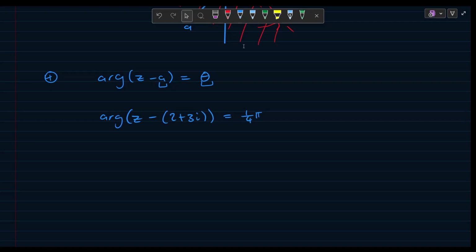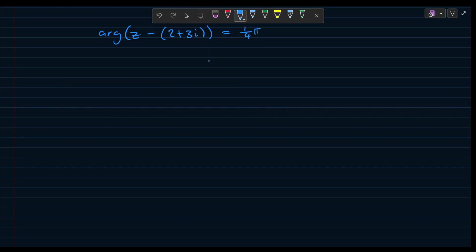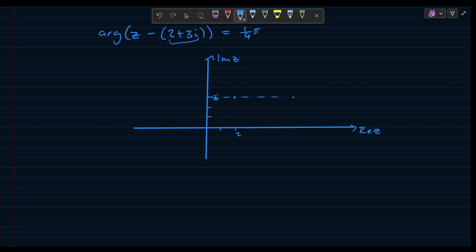Let's draw a complex plane. We've got our imaginary axis, and we've got our real axis, and we're looking at the complex number 2 plus 3i, so 2 units in the real axis and 3 units in the imaginary axis. So our complex number is here. Let's draw a horizontal line. I'll make it dashed here, and we want to open the angle 1 over 4 pi from our complex number here.